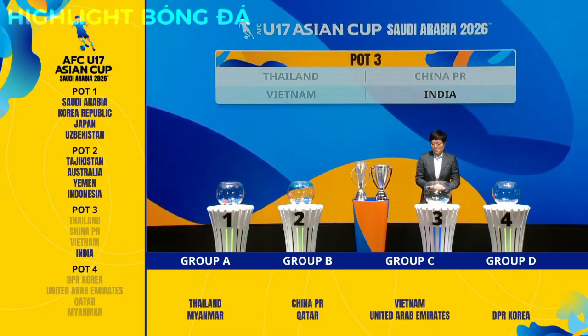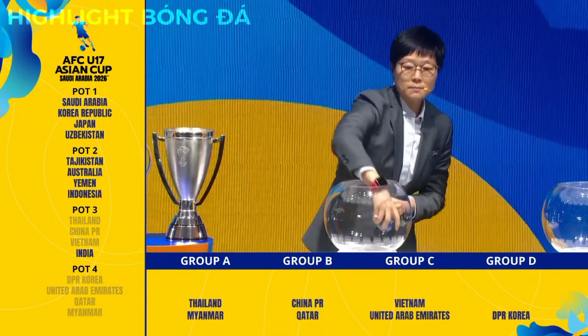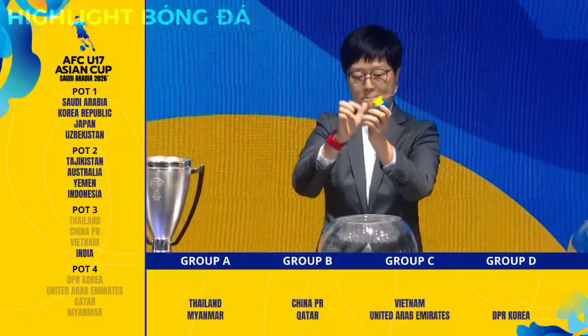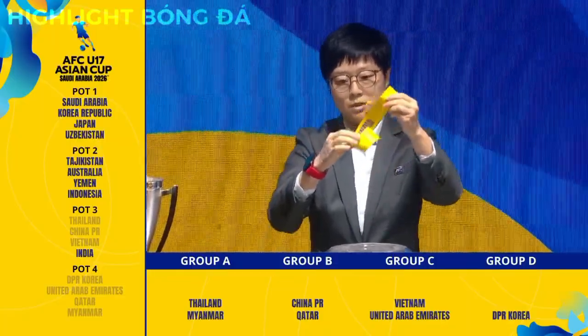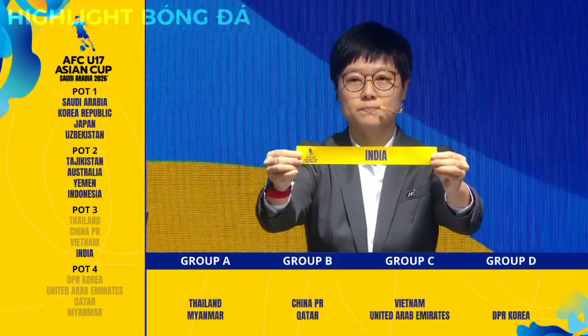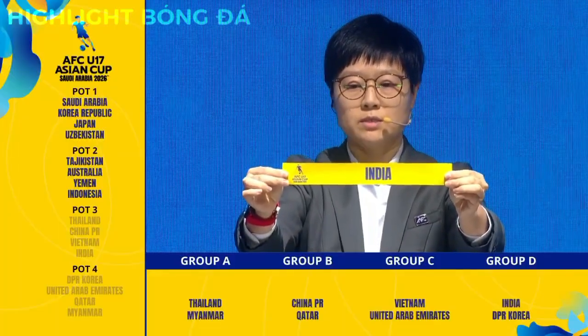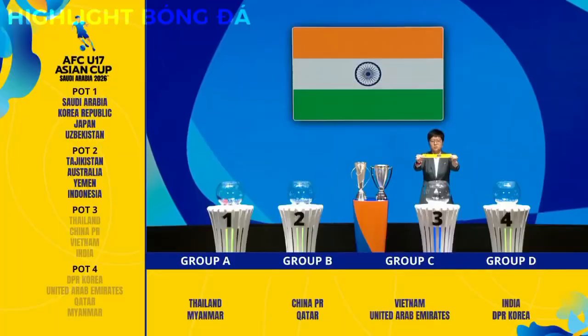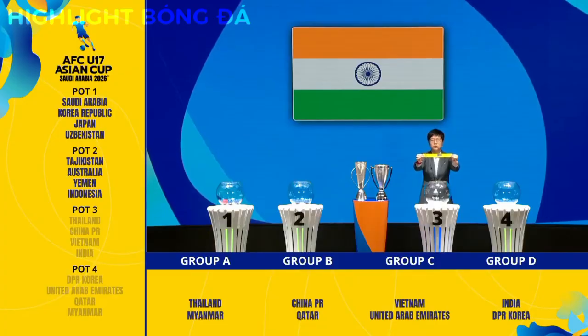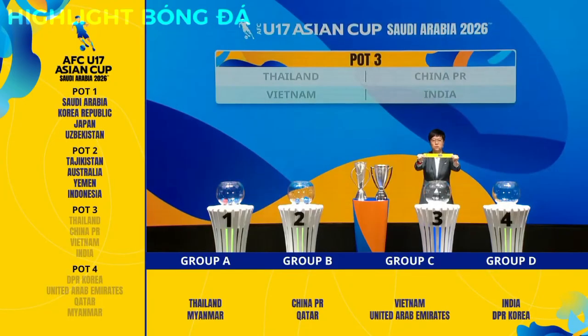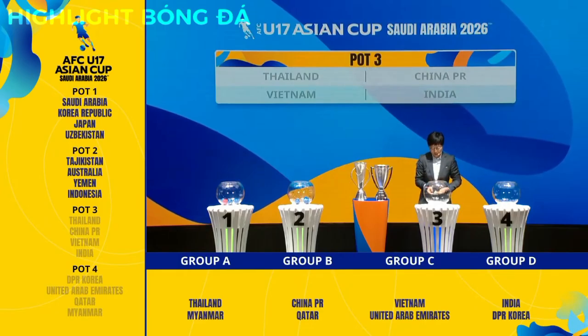And now we have the last position 3 in Group D. The team will be India. India missed the 2025 edition, and their last appearance in the finals was 2023. They were also the quarterfinalists in 2002 and 2018. That was their best finish in this age category.